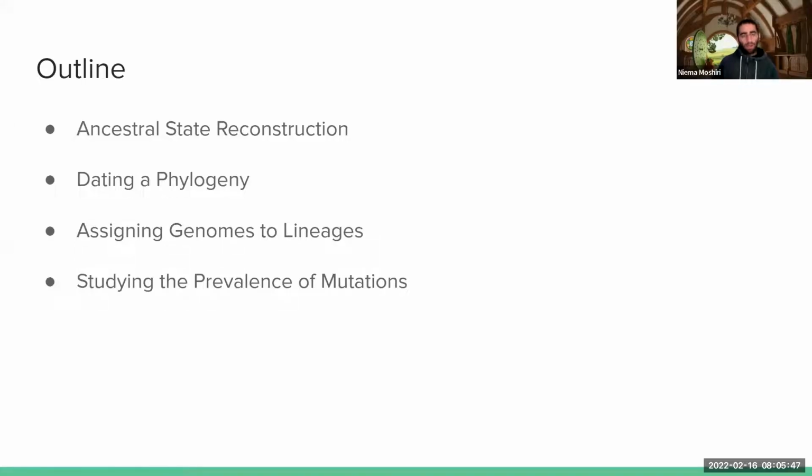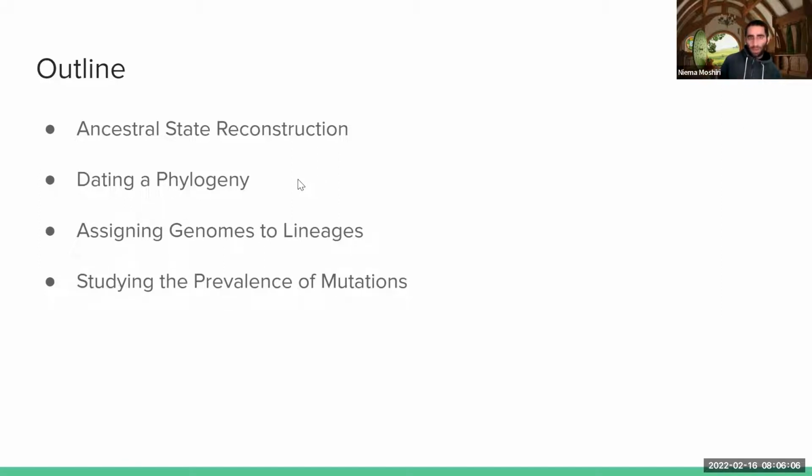So today, what I'm going to talk about is what are some tasks that we can do using that evolutionary tree that we've constructed. We're going to first talk about ancestral state reconstruction, which is basically a way of inferring ancestral sequences. We're going to talk about dating of phylogeny.